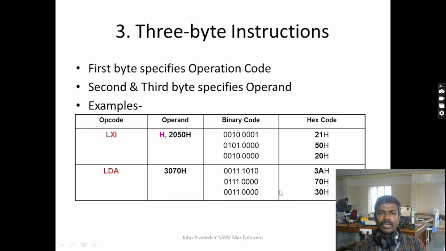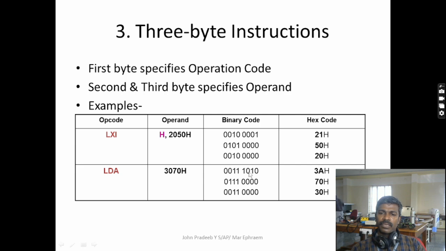LXI, load register pair immediate, H, 2050. It has a binary code of 24 bits. From these 24 bits we can identify that this instruction is a 3 byte instruction. Similarly, the next example also, LDA, load accumulator, 3070.